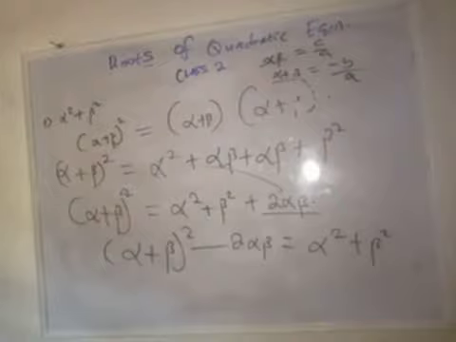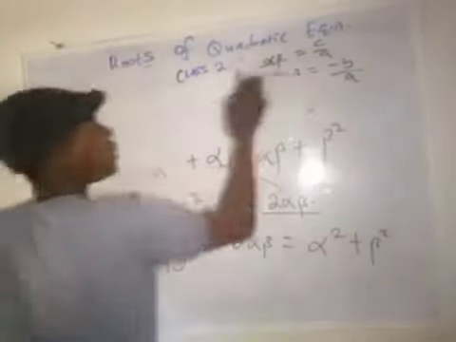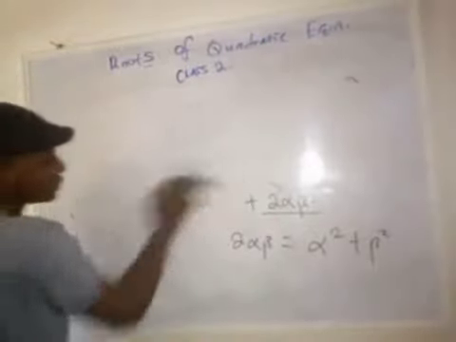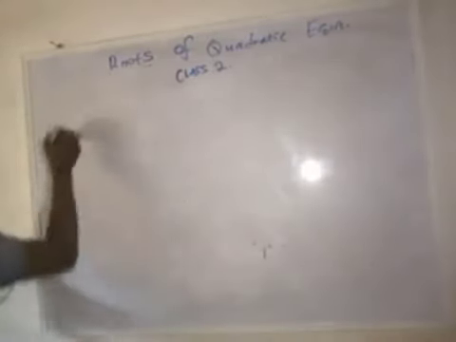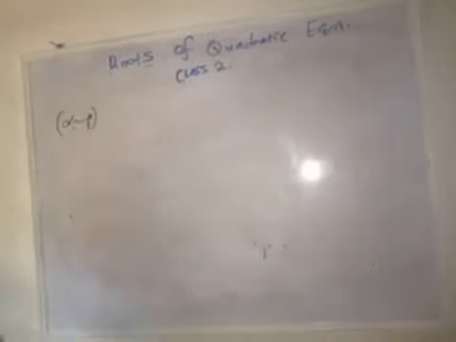Now, let's look at the second one. Example 2. Now, let's say we have something like this: alpha minus beta. And we are asked to find the expression for alpha minus beta.